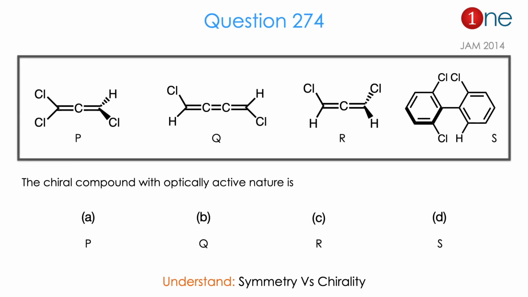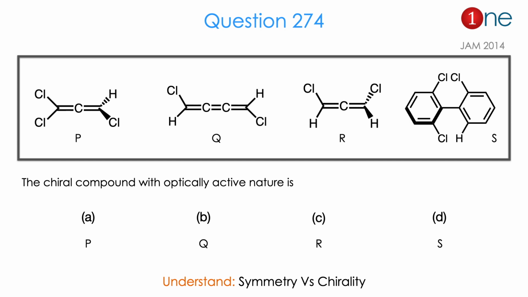Then let us look at the next question. They have given cumulative dienes. The first one has a carbon connected with double bonds on both sides. One end has 2 chlorine atoms and the other has chlorine and hydrogen. The same system is extended with one more carbon in Q. R is a cumulative diene with 3D structure: hydrogen above the plane, chlorine below the plane, and H and Cl on the plane.